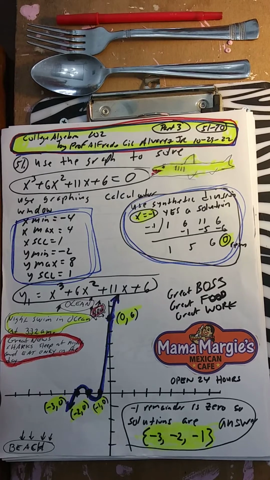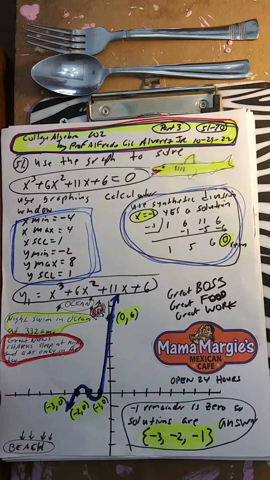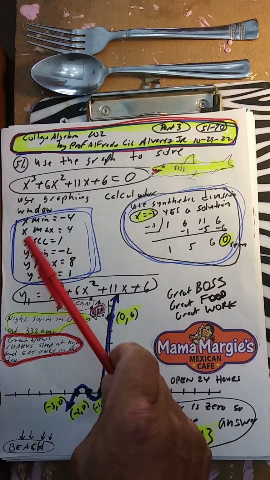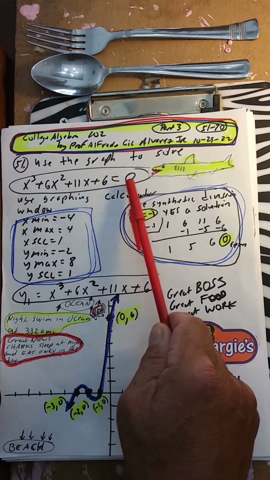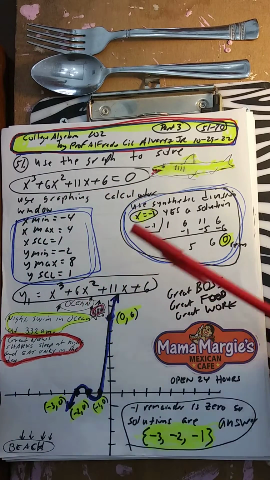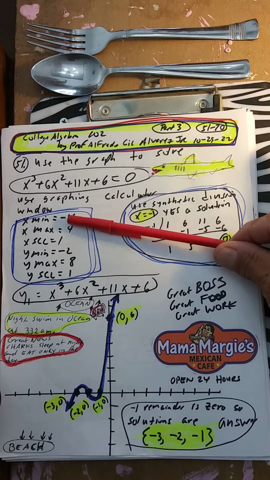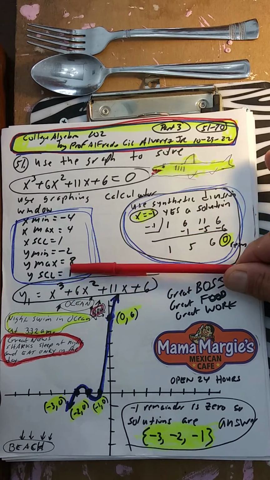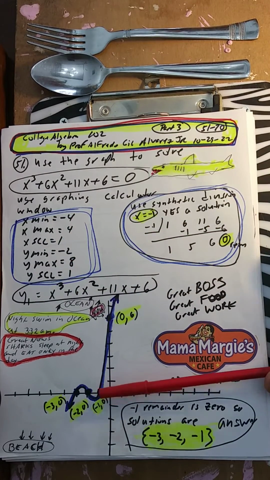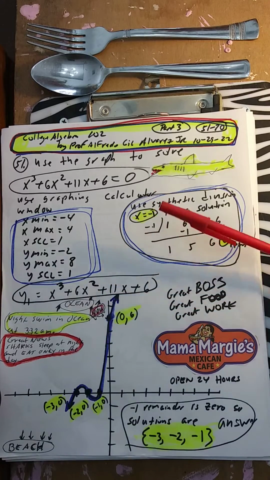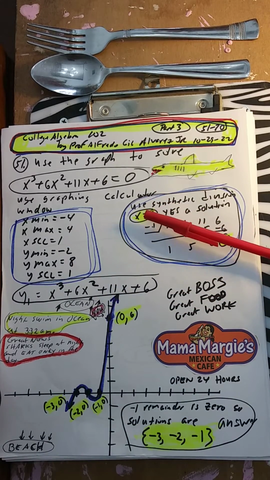All right. So now, to do this one, use a graph to solve x cubed plus 6x squared plus 11x plus 6 equals 0. So to do this graph, you need to put these for the windows. See the windows, how I see this number? Use those numbers to get this graph, okay? And I try -1 to show you if it was one of the answers.